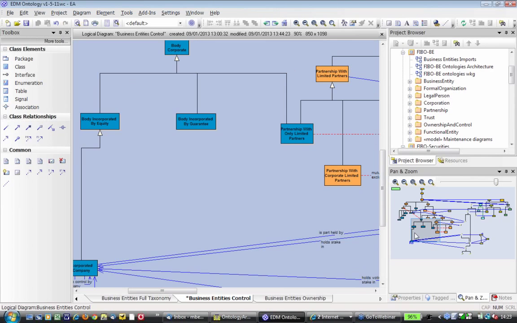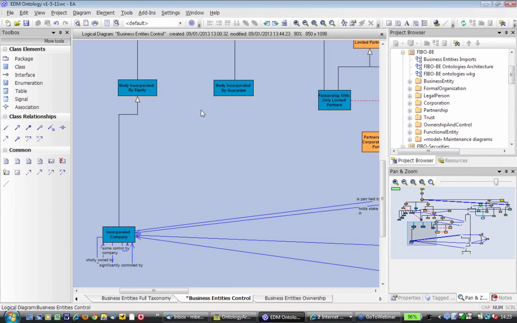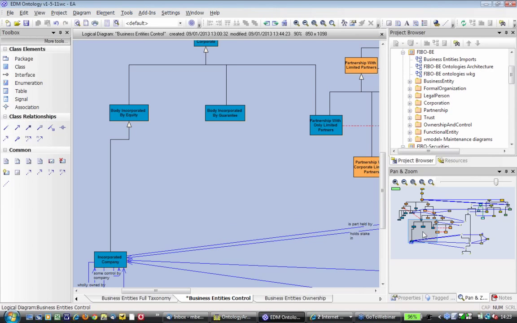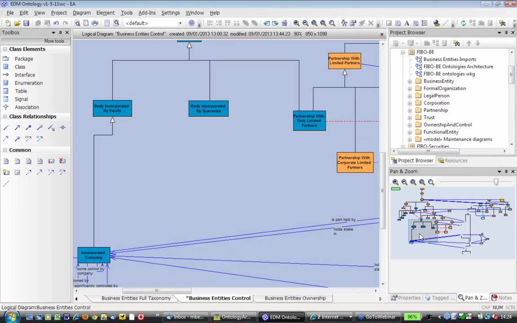When we talked about partnerships last time, all the things that were said about limited partners were equally true whether or not those limited partners were limited by equity or by guarantee. So there's a whole set of intersection subclasses to be added here. I didn't want to clutter the diagram by attempting it now, but basically each of these kinds of partnership may itself be, if it's incorporated, incorporated by guarantee or by equity, and of course companies may be incorporated by equity or by guarantee.